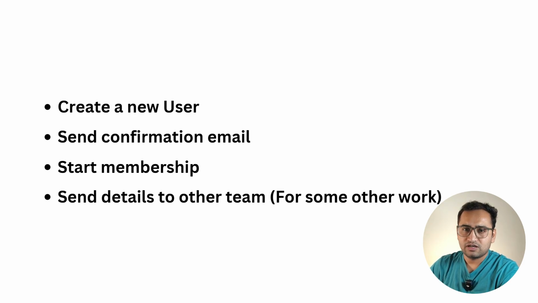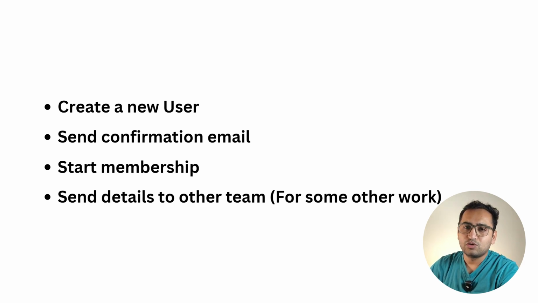So basically there are these 4 to 5 items that I want to do if a user is creating an account on the website. And if you are not using the notifications concept, then how will we do all these things? We will create one method, and from that method we will first create the new user, then send the email, then start the membership, and then send the details to the other team. So this is how in general we work.